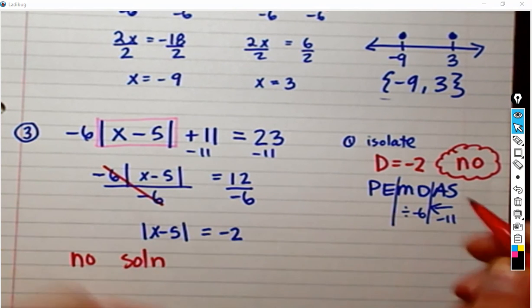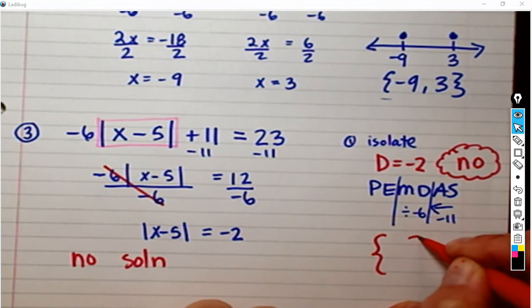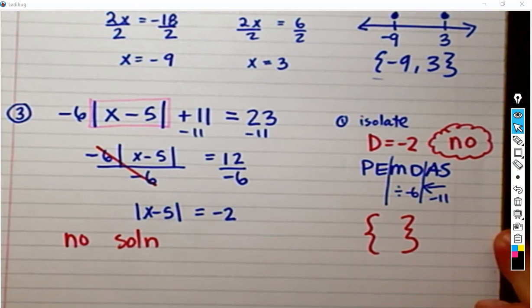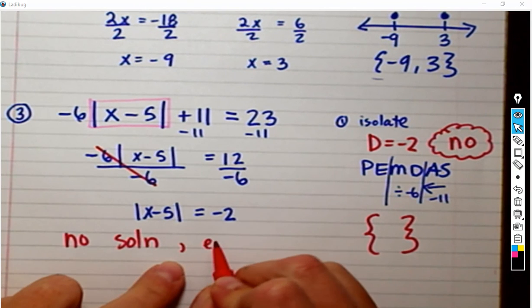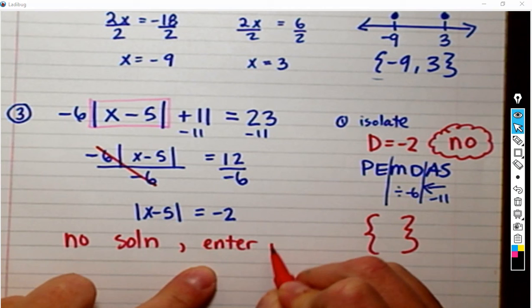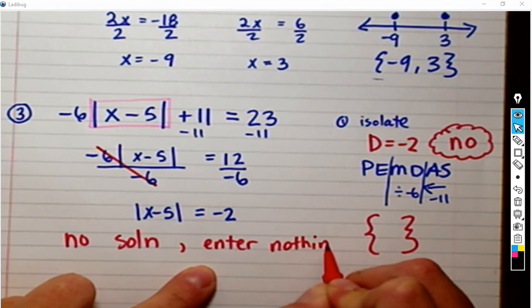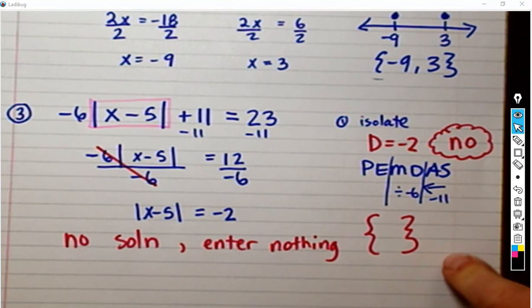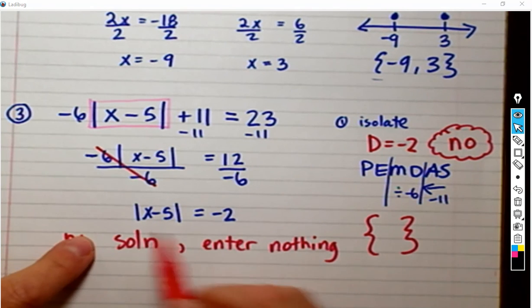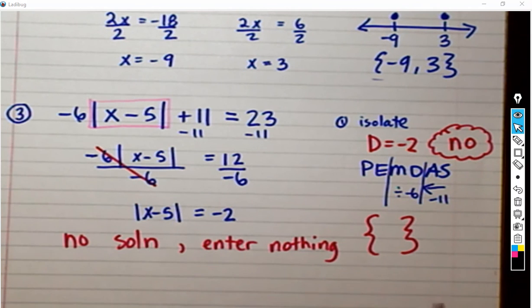Okay, no solution looks like this. It's literally the braces that are empty. So in Delta Math, you enter nothing. And it looks like this. It's called the empty set, which is no answer. I do not expect you to solve past this. Right here, done. Cut it off. Do not do unnecessary algebra.